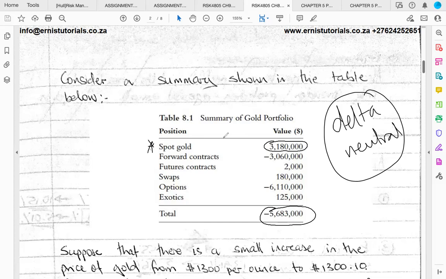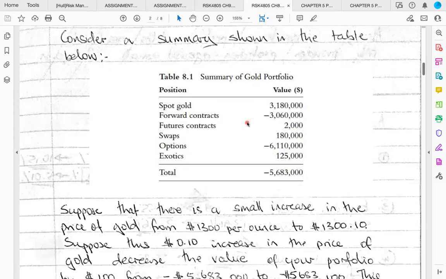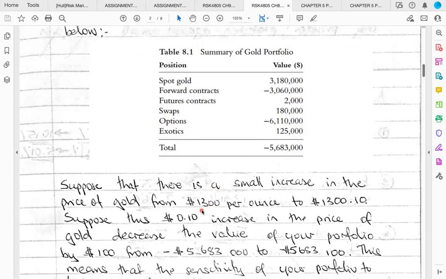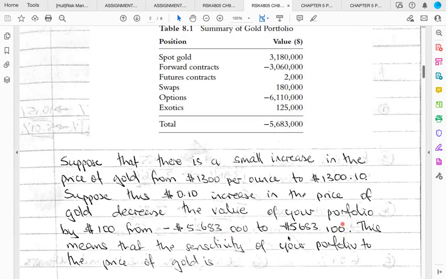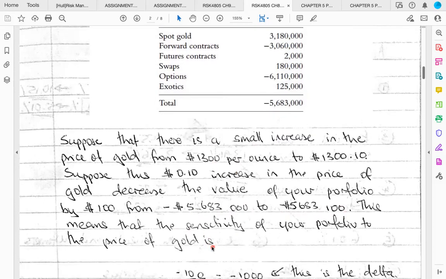Here's a perfect example. You might find that if there's a small increase in the price of gold, let's say gold is currently at $1,300 per ounce, and the price of gold increases by a small amount from $1,300 maybe to $1,310 per ounce, that can have a negative effect on the total value of your portfolio. You might find that if there's a 10-cent increase in the price of gold, the value of your portfolio will go down from minus 5,683,000 to minus 5,683,100. So it means that your portfolio is sensitive to changes in the price of gold, right?